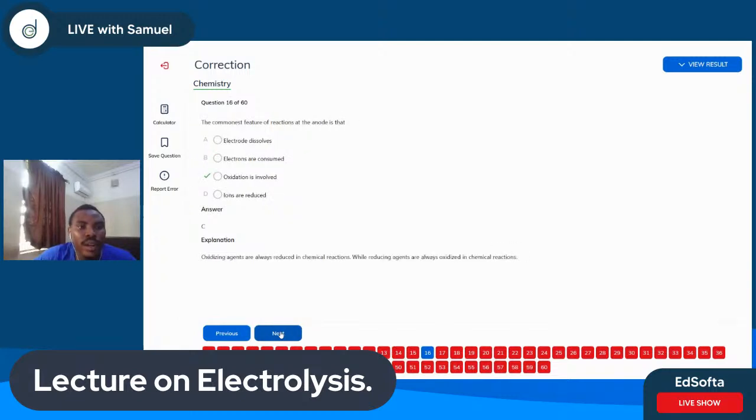The common feature of reaction at the anode is that it is oxidation, and at the cathode it is reduction in electrolysis. The property of chlorine which causes hydrogen chloride to be more ionic is its electronegativity, because it is higher in the electrochemical series. In the extraction of sodium from sodium chloride, that is one of the uses of electrolysis, in the extraction of metals.